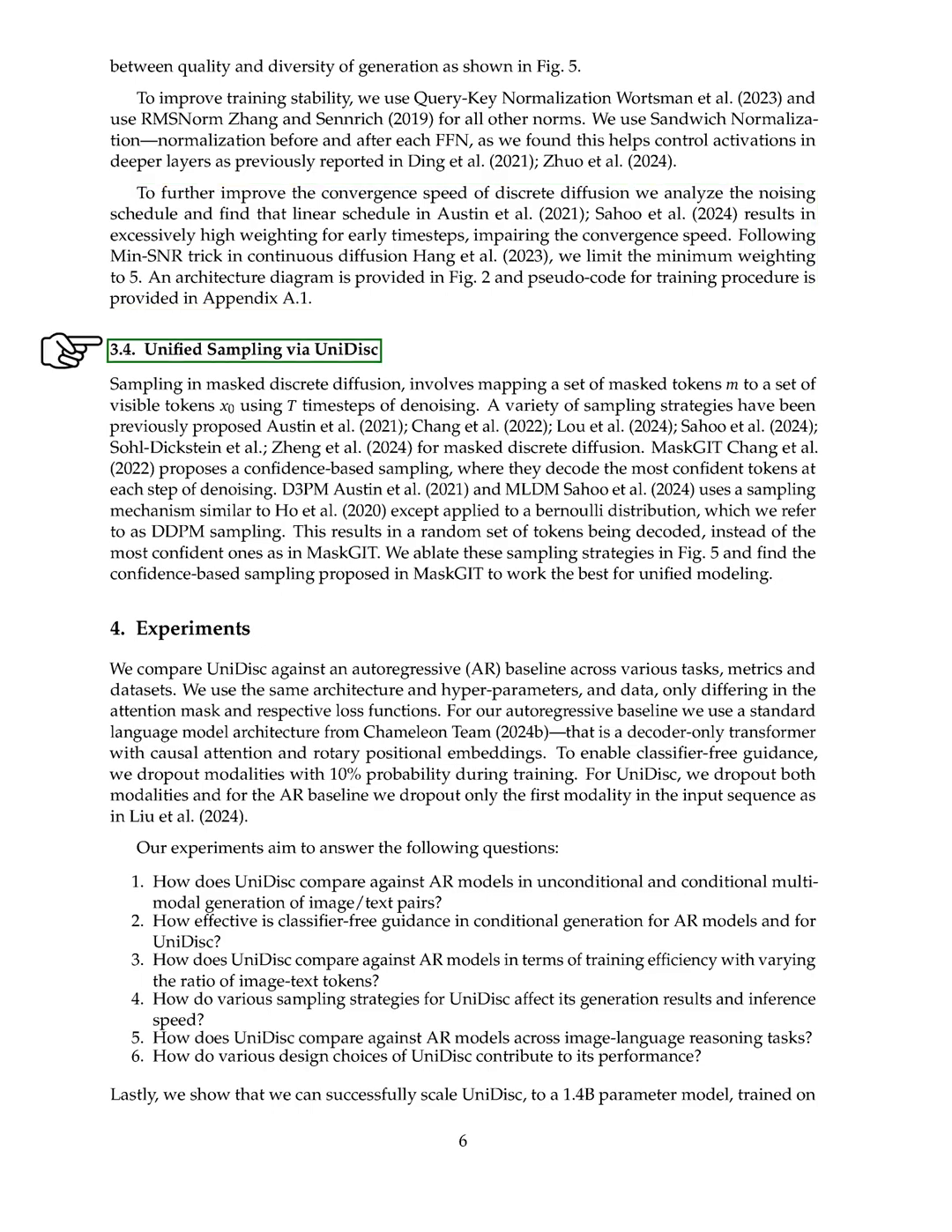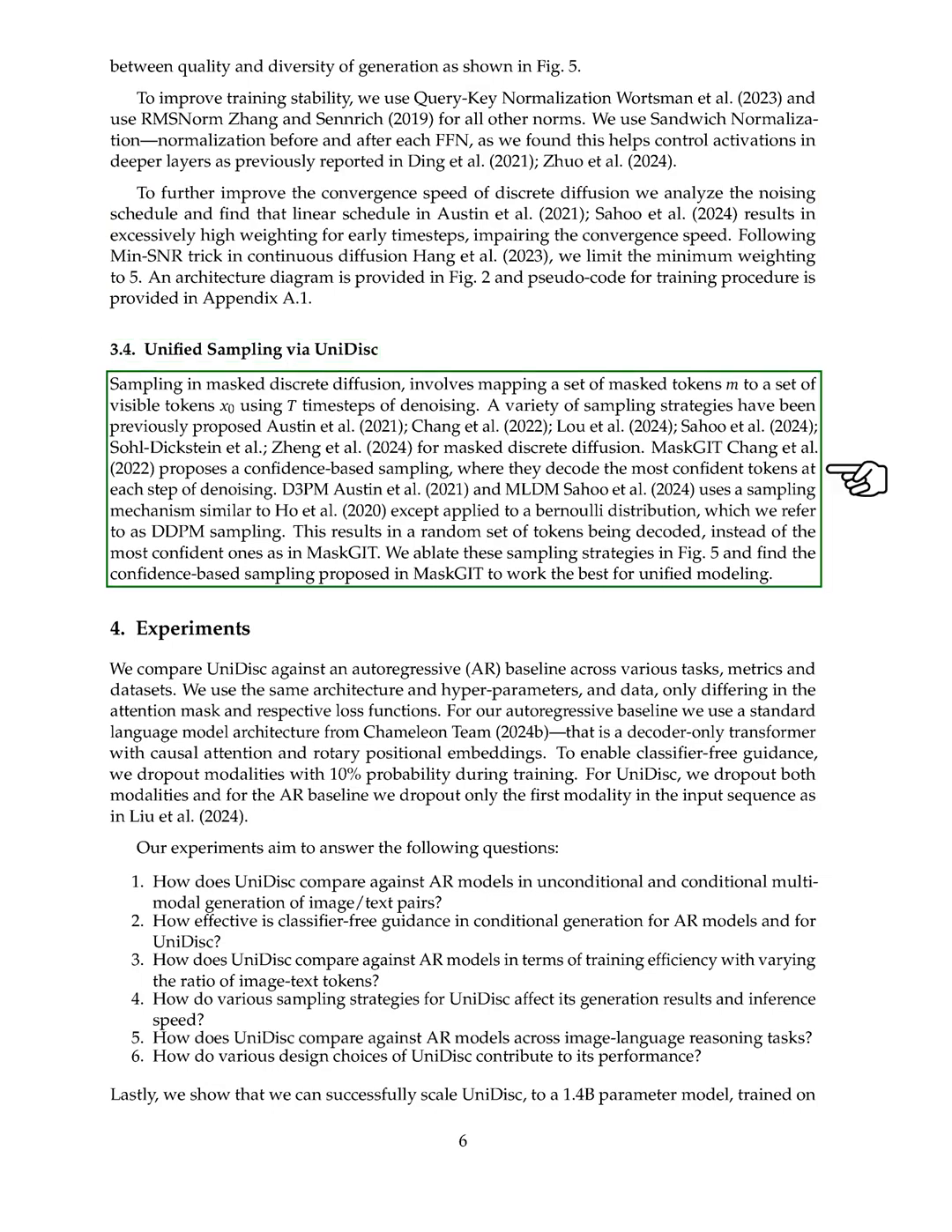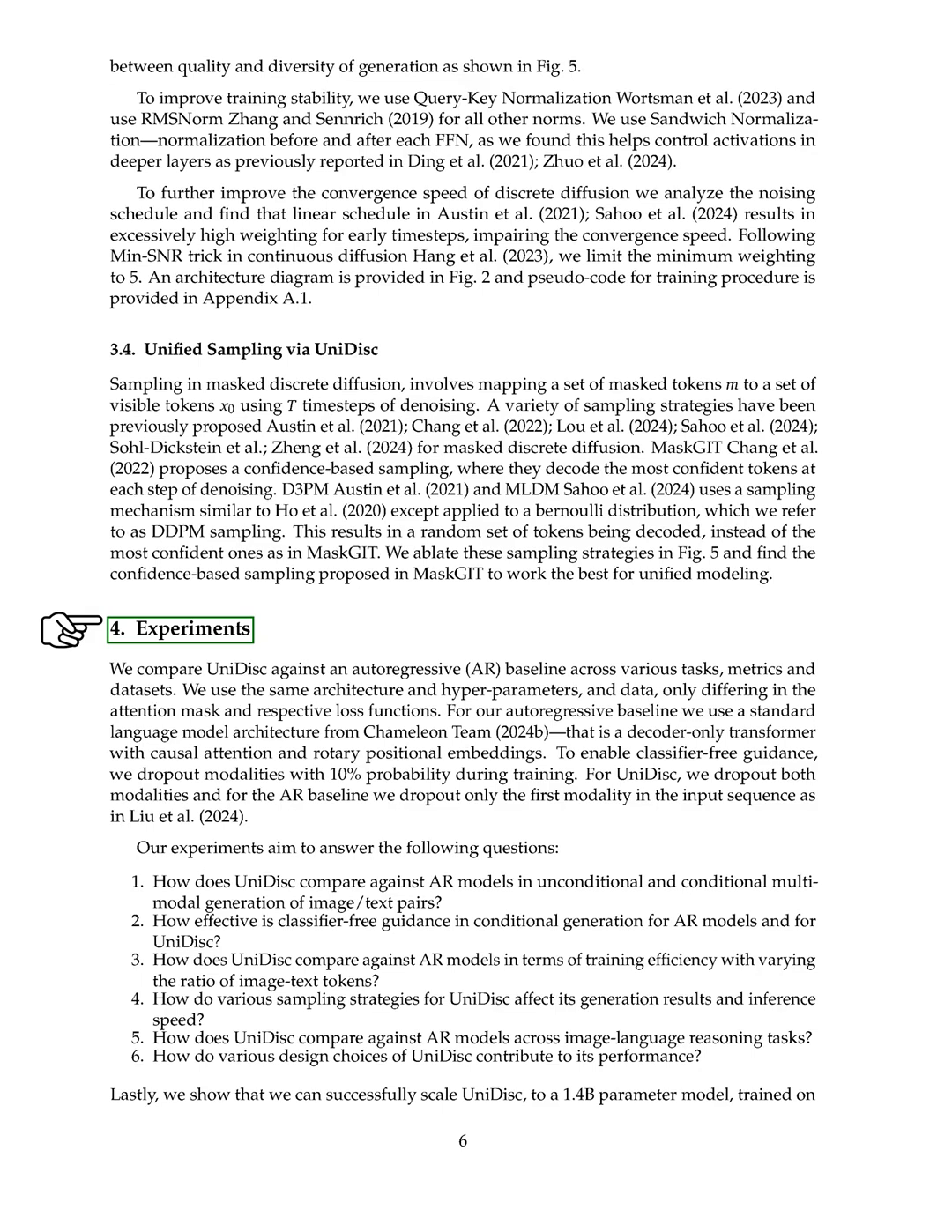Next, we discuss unified sampling with UniDisc. In our masked discrete diffusion, we map masked tokens to visible tokens through a series of denoising time steps. We explore various sampling strategies and find that the confidence-based sampling from MaskGIT performs best for our unified modeling. We enhance this approach by incorporating modality-specific caching and nucleus sampling on the logits. By caching image token keys and values at regular intervals, we achieve lower latency, especially with longer sequences or larger batch sizes. Our complete algorithm and implementation details are available for reference.